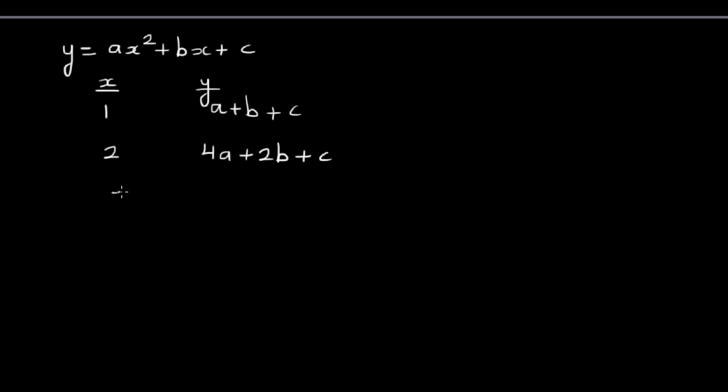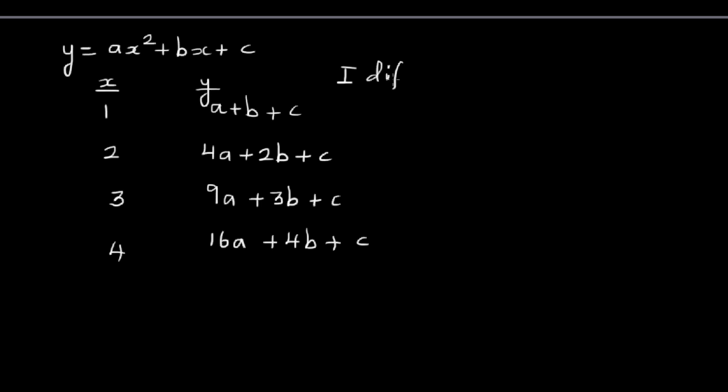When x is 3, this is going to be a times 3 squared, which is 9a plus 3b plus c. Let's take one more. When x is 4, it is a times 4 squared, which is 16a plus 4b plus c. So let's find the first difference. The first difference is the difference between the y values. So what's the difference between these two? That means this minus this.